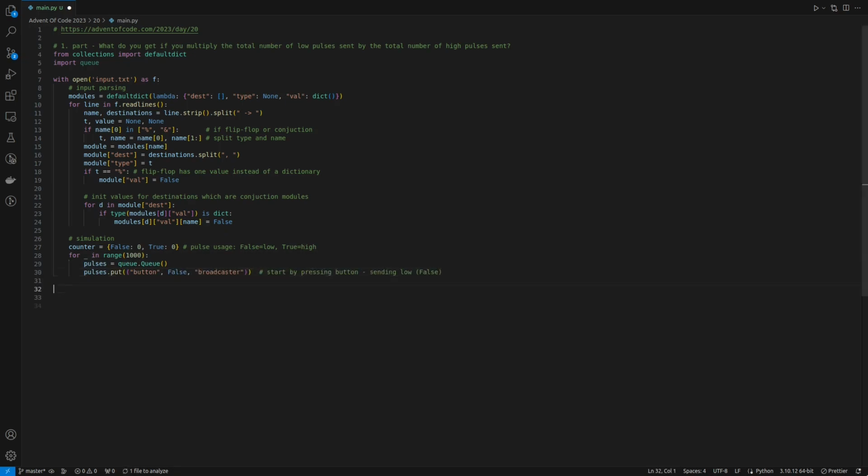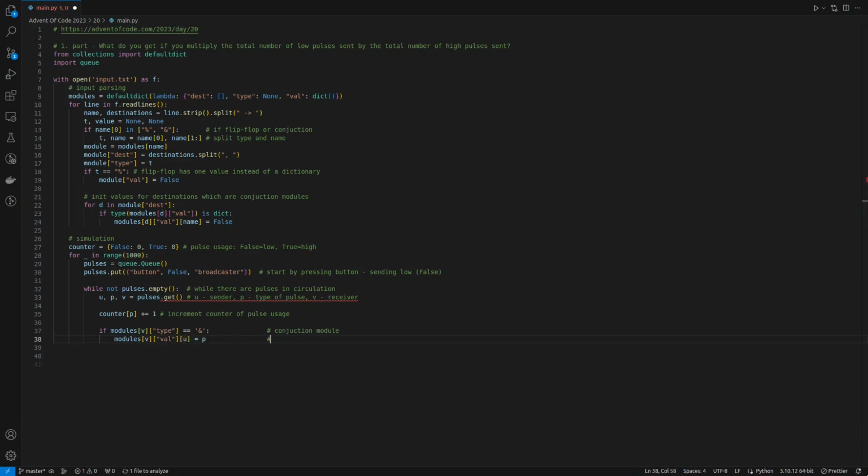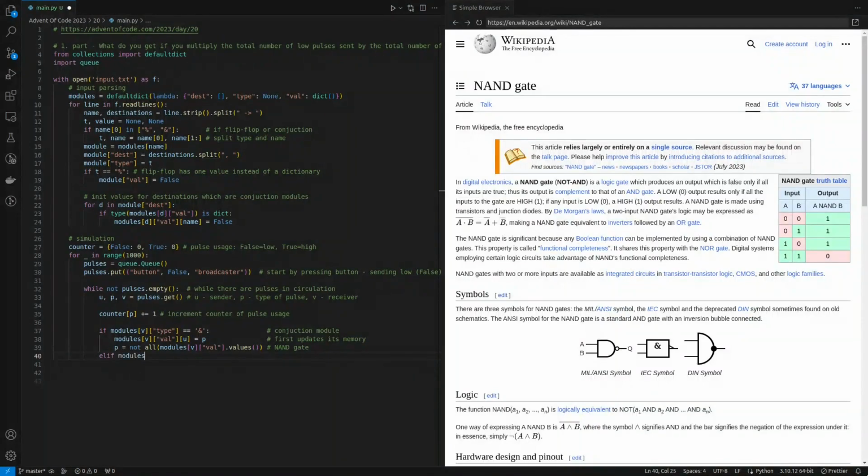The low pulse is represented as false and the high pulse as true. I use a queue because pulses are always processed in the order they are sent. I insert the initial pulse from the button to the broadcaster. While there are pulses to process, I remove a pulse from the queue and increment the counter for a particular type of pulse. If I am at the conjunction module, I first update its memory and then check if all the input pulses are set to high.